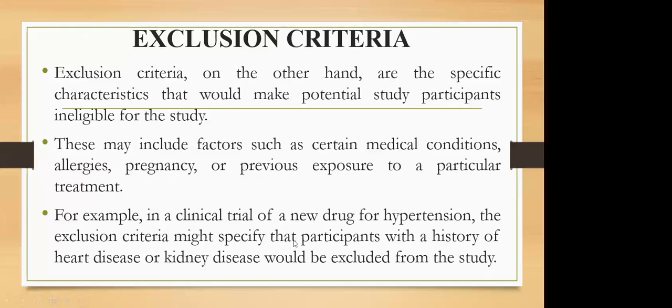Now, if you look at this example, in a clinical trial of a new drug for hypertension, the exclusion criteria might specify that participants with a history of heart disease or kidney disease would be excluded. In the inclusion criteria for this topic, we might have stated participants who are hypertensive. Irrespective of those participants having hypertension, it's still possible for us to go down further to exclude people who have heart disease or kidney disease.